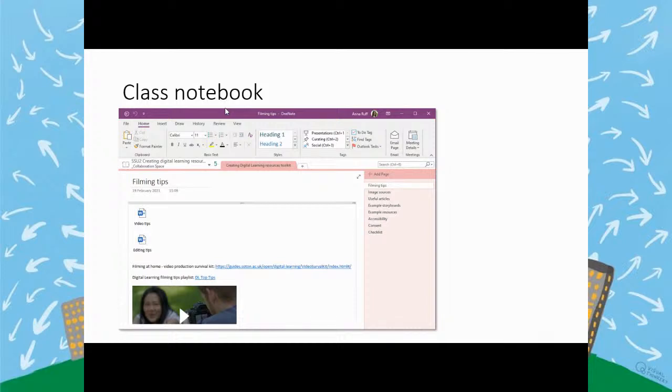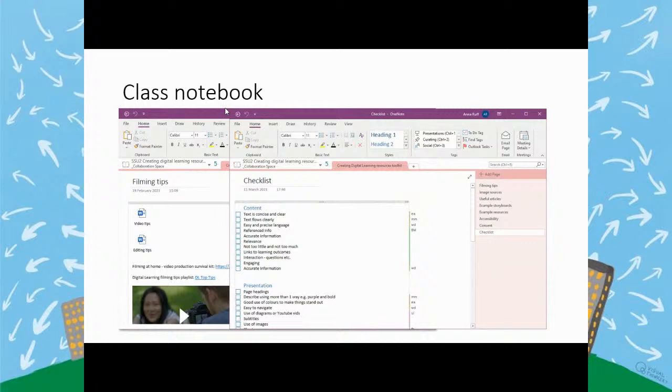Something else that I would take forward into online teaching is we used in Teams the OneNote class notebook. So as a way of collating information and resources, but we also used it for collaborative activities.